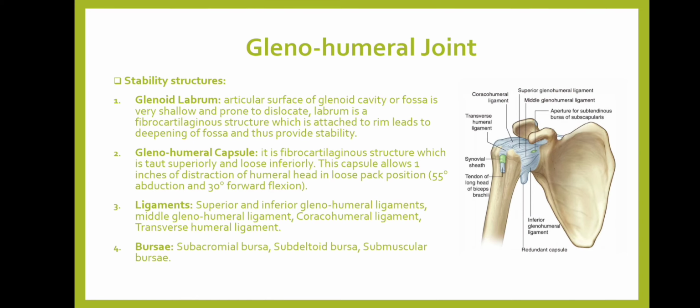They are present superiorly and inferiorly. Middle gleno-humeral ligament, that is present in the middle. Coraco-humeral ligament, that is present between the coracoid process of scapula and humeral head. Transverse humeral ligament, that is present in a transverse direction on the head of the humerus. Fourth, bursa. Subacromial bursa, subdeltoid bursa, submuscular bursa.